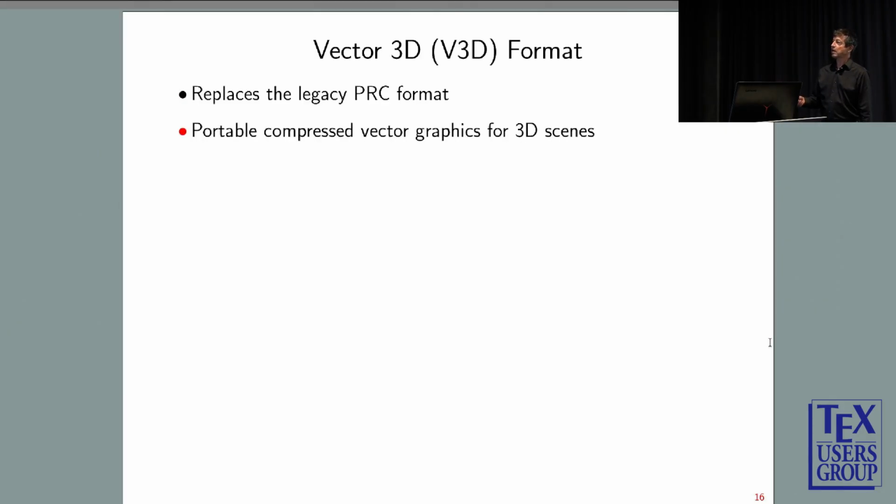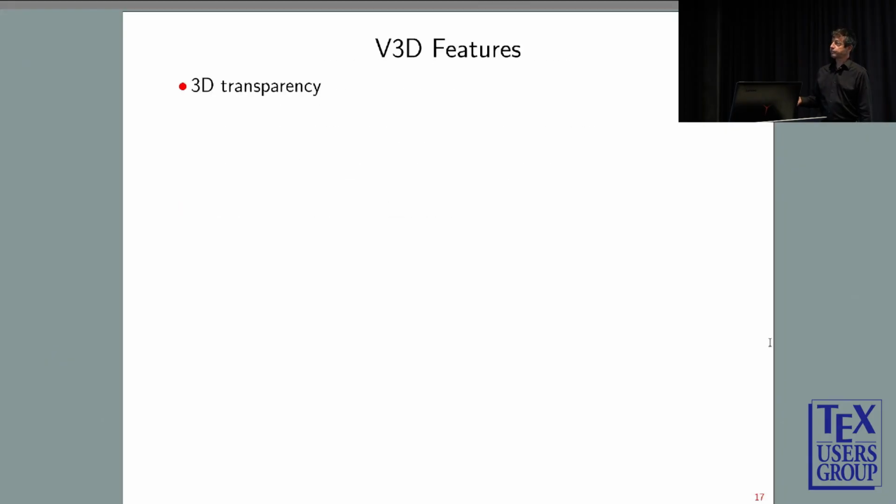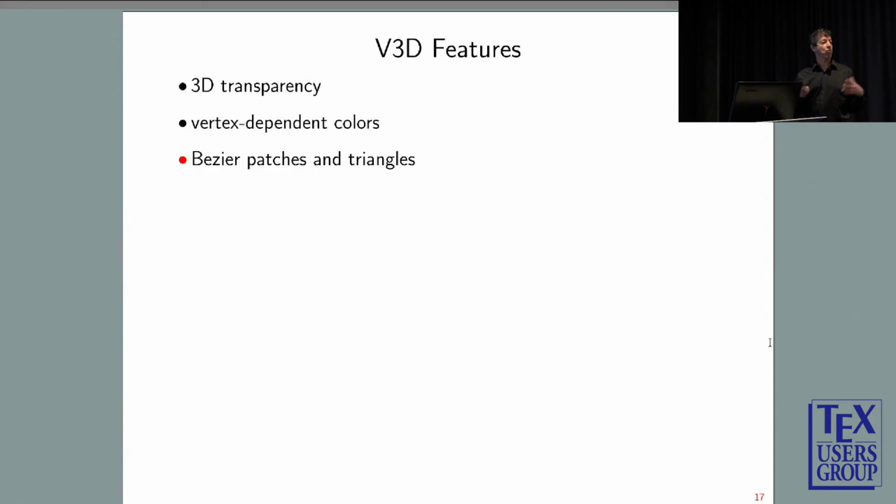It's a portable compressed vector graphics format for 3D scenes. It's embeddable in PDFs, and it's importable back into Asymptote. And it has 3D transparency. It has all the things I want, vertex-dependent colors. I basically put everything in that I want.